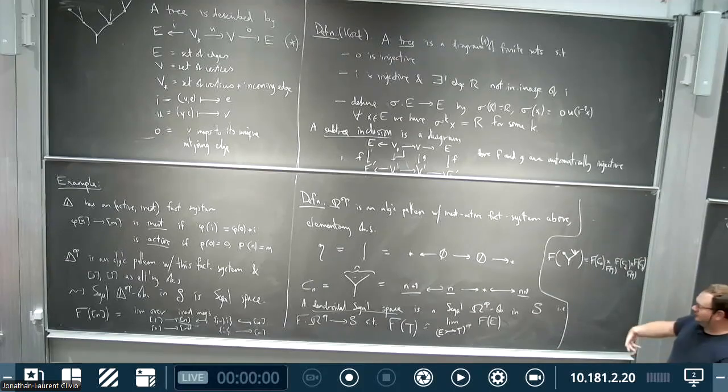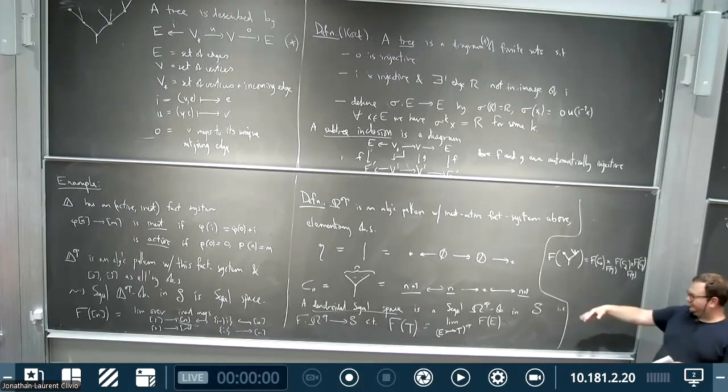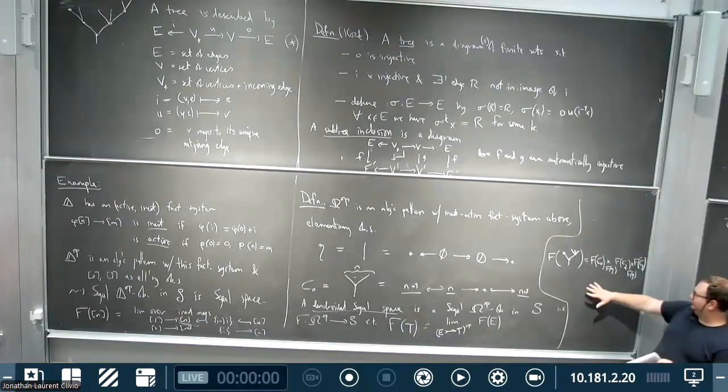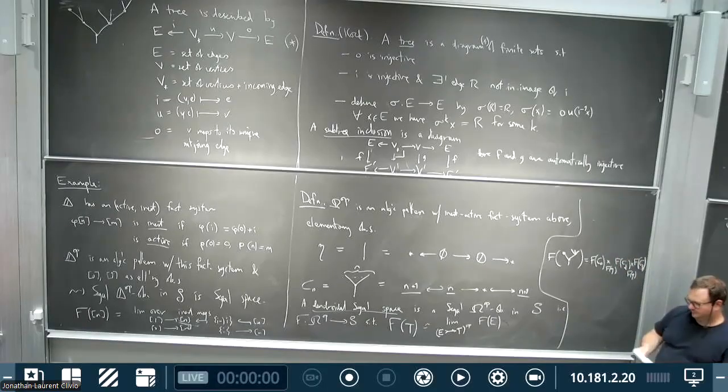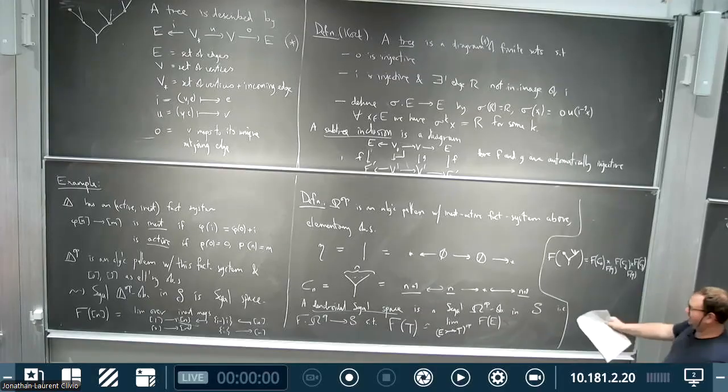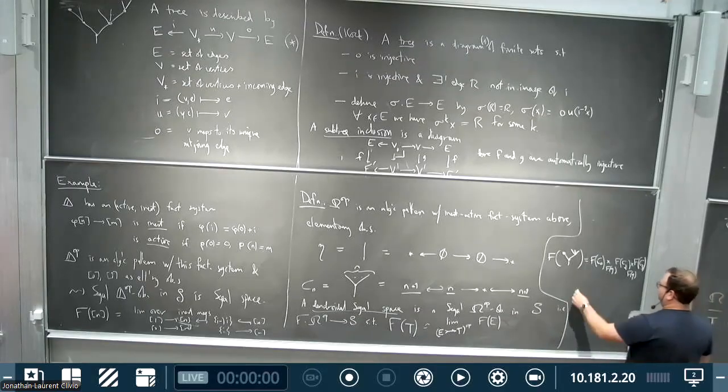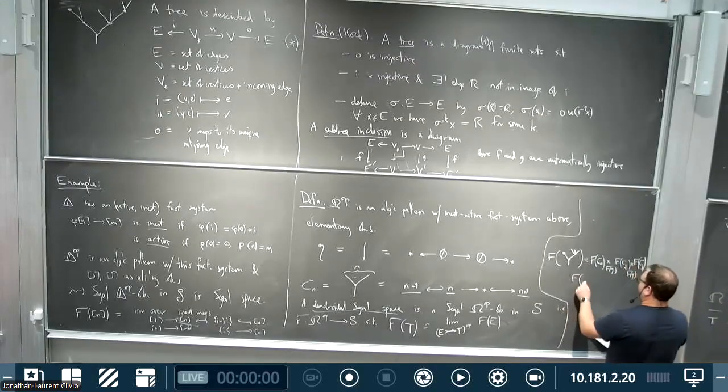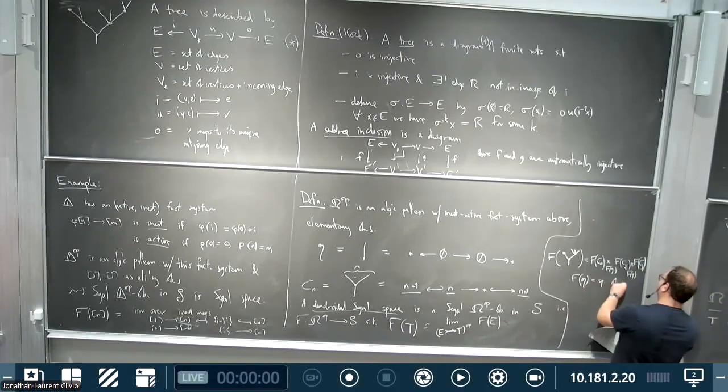So the dendroidal Segal space is a functor that takes a tree to a limit, where the value on the tree is a limit according to how the tree decomposes into corollas and edges. We should think of this as an operad in the sense that the value of f at eta should be a space of objects in the operad.